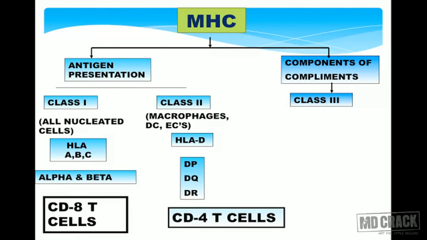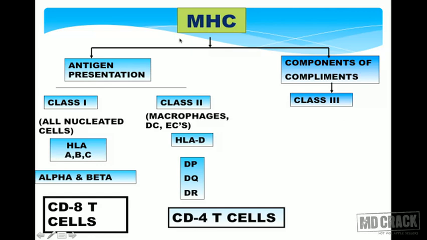MHC, don't think it is very complex. In a simplified fashion, it is of three types: class 1, class 2, class 3. Actually, nowadays there are only class 1 and class 2. The class 3 we have named as the complement system. So class 3 MHC molecules are nothing but components of the complement system, so we no more classify it as class 3. So class 1 and class 2.